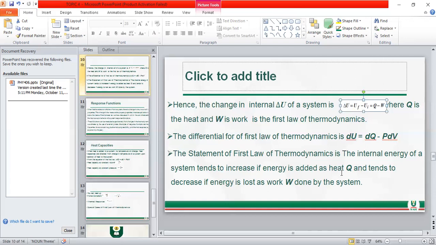If you are told to state the first law of thermodynamics, you can just write change in U equals dQ minus P dV. Now, the statement of the first law of thermodynamics is that the internal energy of a system tends to increase.